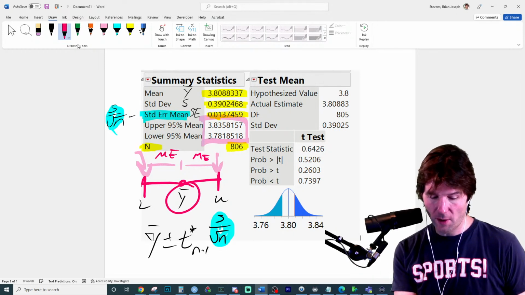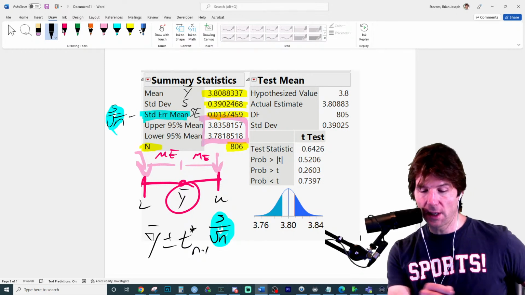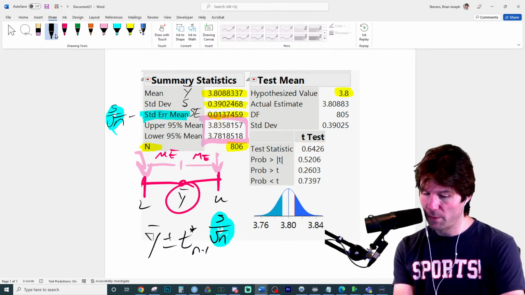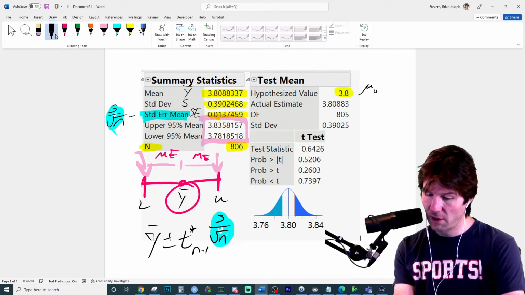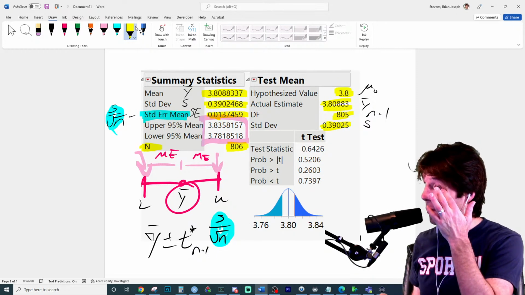And the center, y bar, is the mean of the interval. So that's the center of the interval. Now over here on the other side, we have the hypothesized value, which is mu naught. And then it even gives the y bar right there. The degrees of freedom are n minus 1 for the one sample t. The standard deviation is still just s, which we saw over there. Any questions about this output so far?